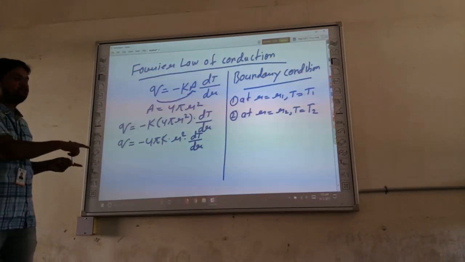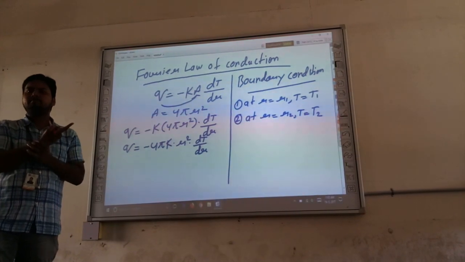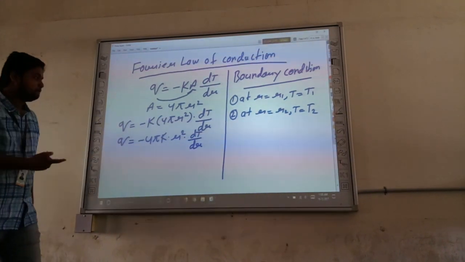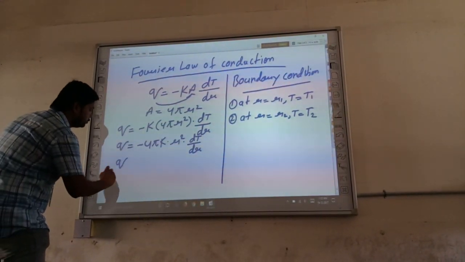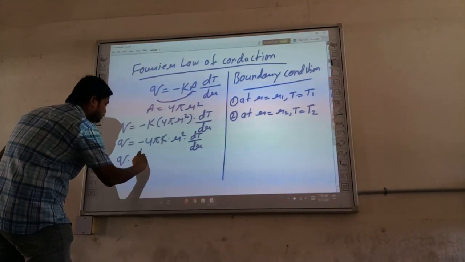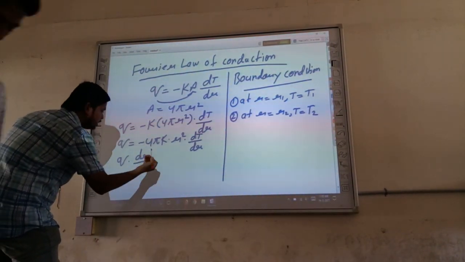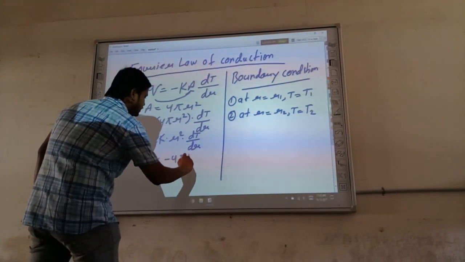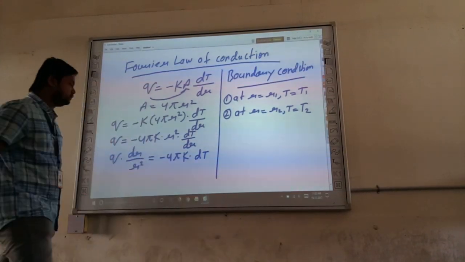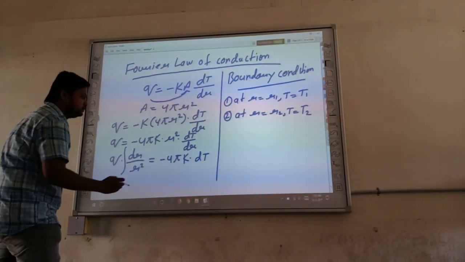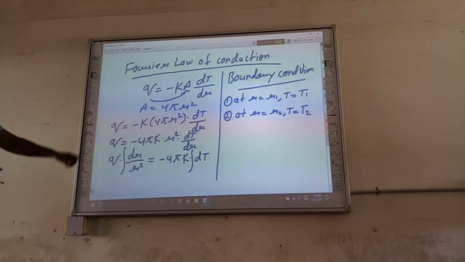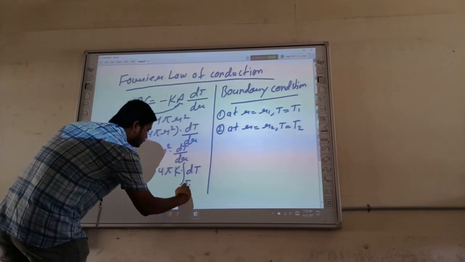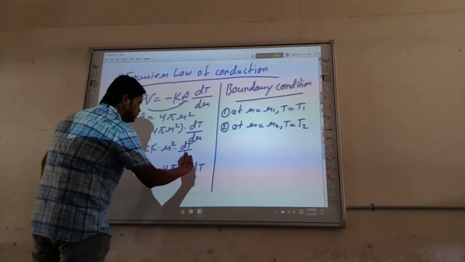This is the same thing we are going to derive. We did the experiment in the lab, insulating powder. The same expression we are going to derive here. Q dr over r square, take r to one side, and this is minus 4 pi k dT. Now we will integrate. Q is constant. Now you can put the boundary conditions here: when r is r1, temperature is T1, when r is r2, temperature is T2.